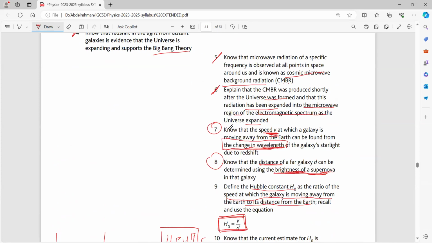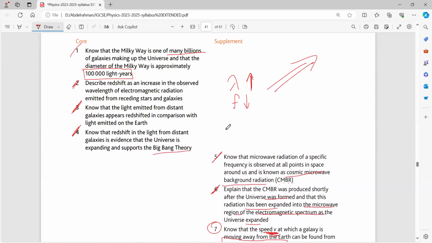What is the redshift? It is a change in wavelength. When scientists looked at the very distant galaxies, they found that the wavelength of the light produced from these galaxies was longer than the wavelength of the light produced on Earth, indicating that these galaxies are moving away from the Earth. So we just compare the two wavelengths and then say the galaxies are moving away from Earth.